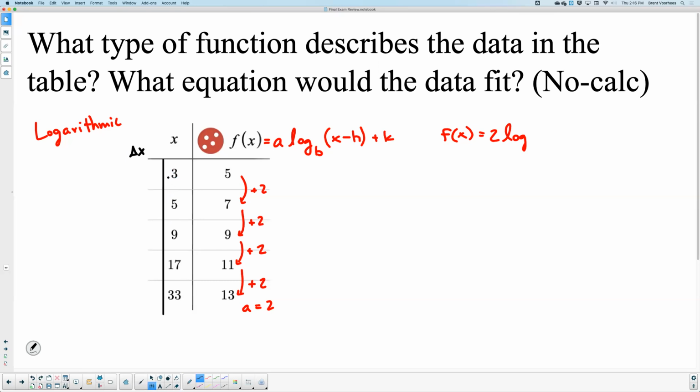All right. How much does it change going from 3 to 5? And how much from 5 to 9? Or how much from 9 to 17? 8. How much from 17 to 33? 16. What's happening on all of those? So that means our, what does that tell us? Our base is 2. We now know this is a 2.